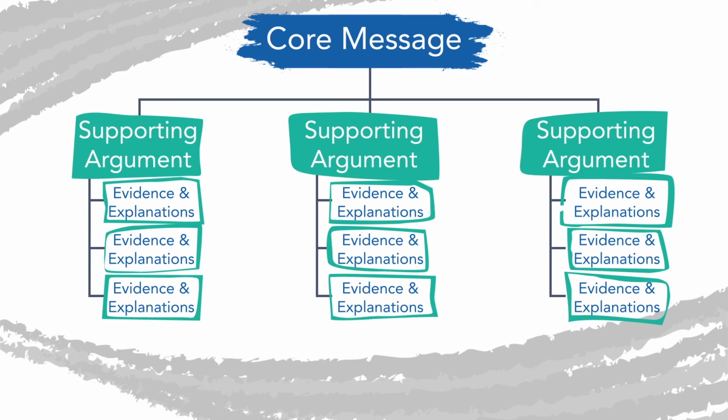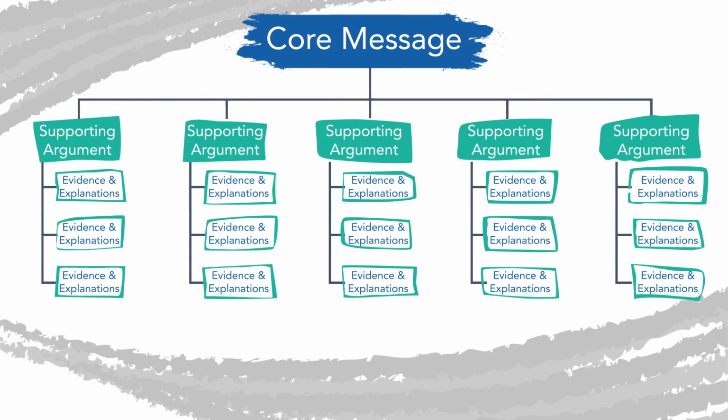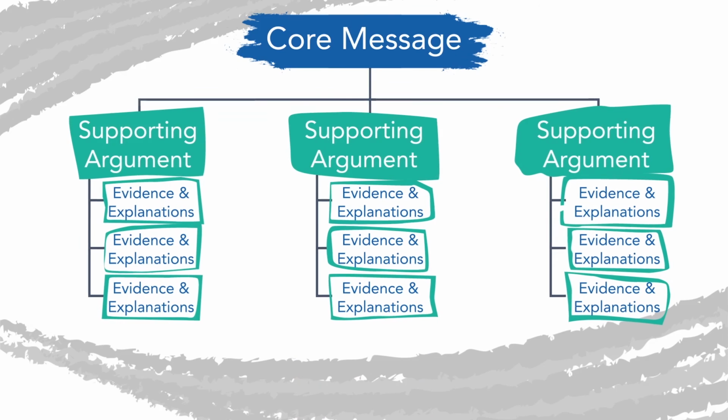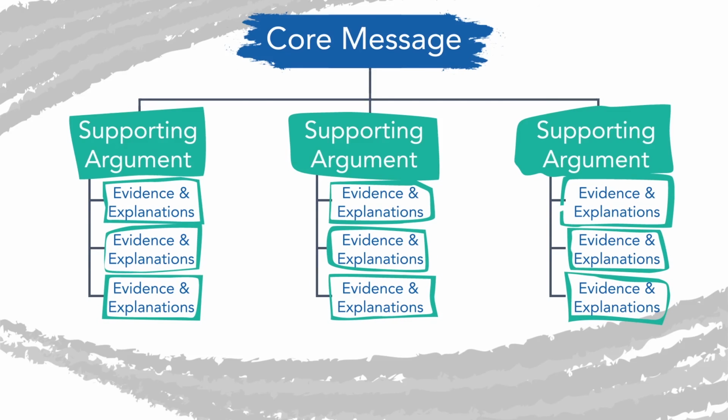Now take a good look at this tree. What happens if you have 5 supporting arguments? You will end up having to describe 15 different evidence points. Most people don't have the capacity to remember all of that. So what we recommend is that for each presentation, your message hierarchy should have no more than one core message supported by no more than 3 to 4 supporting arguments, each supporting argument having no more than 3 to 4 evidence and explanation points to substantiate them. Now that you've got your message tree, you can now put these different messages into different sections or as different parts of your storyline and create your presentation.